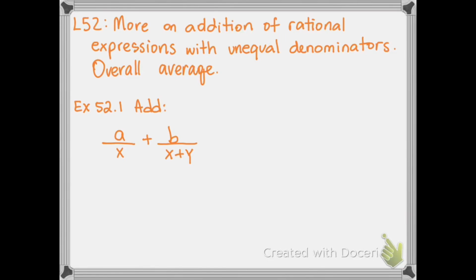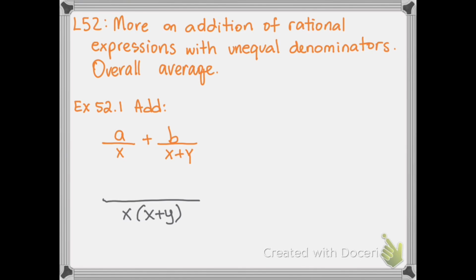Lesson 52. More on addition of rational expressions with unequal denominators, and also overall average. Remember that when we are adding fractions, we have to have the same denominator. Now in this case, we don't have the same denominator, so we need to look for the LCM, or the least common multiple. In this case, it is x times x plus y.